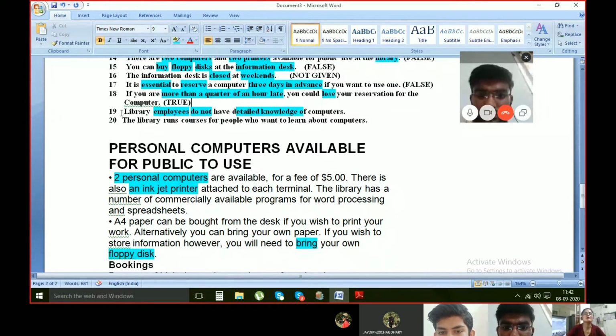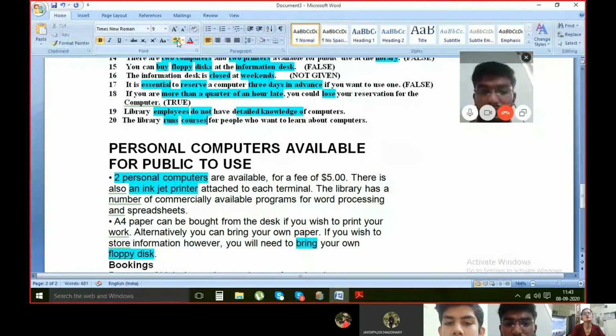Jay, if you can hear me, you will do question 19. But before doing question 19, we'll read question 20. The library runs courses, meaning what types of courses the library runs. Runs courses for people who want to learn about computer. So you can underline only runs courses for the people who want to learn computer.